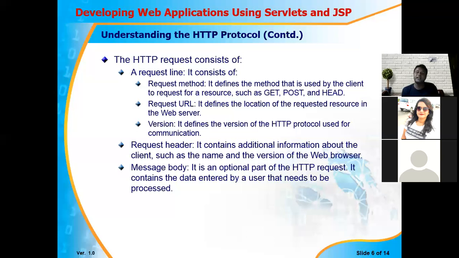Header information contains information about your header file, the page where you are originating the request. The request header contains additional information about the client, such as the name and version of the web browser, that is, which browser you are using when you originate the request. That information is carried by the request header.